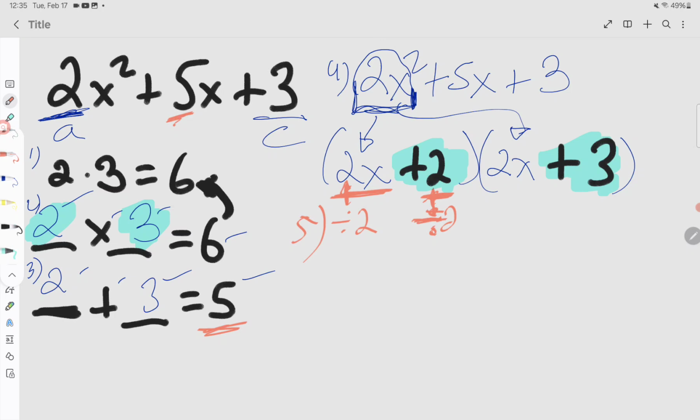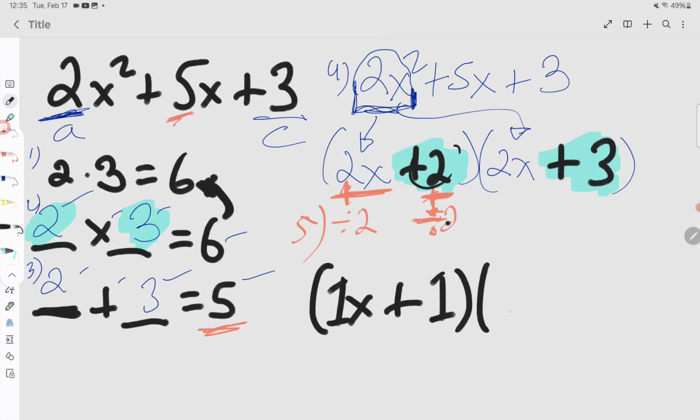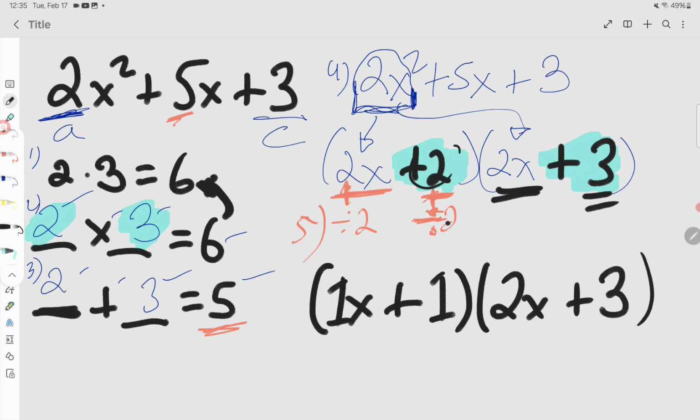So lastly, you end up with parentheses. 2 divided by 2 is 1x, so you have 1x left. The 2 constant divided by the 2 is 1, so you have a 1 in this position like that. Close parentheses, open. 2x and 3 have no common factor besides positive 1. So you just copy those as 2x plus 3. And this is the factored form.